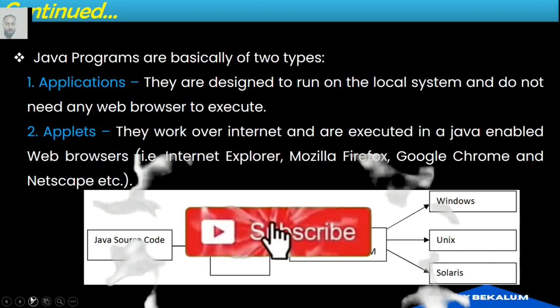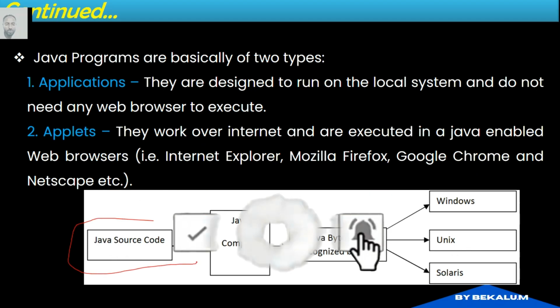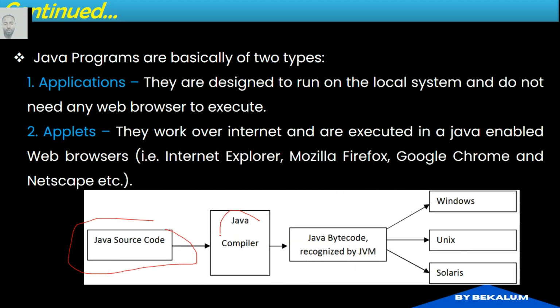Right here, we have Java source code, and we have a Java compiler. The output of the Java compiler is Java bytecode, which can be recognized by a JVM, Java virtual machine. And this generated bytecode can run on Windows, on a Linux machine, on Solaris, and on the Mac operating system. That's why having a JVM enables us to run the generated bytecode.